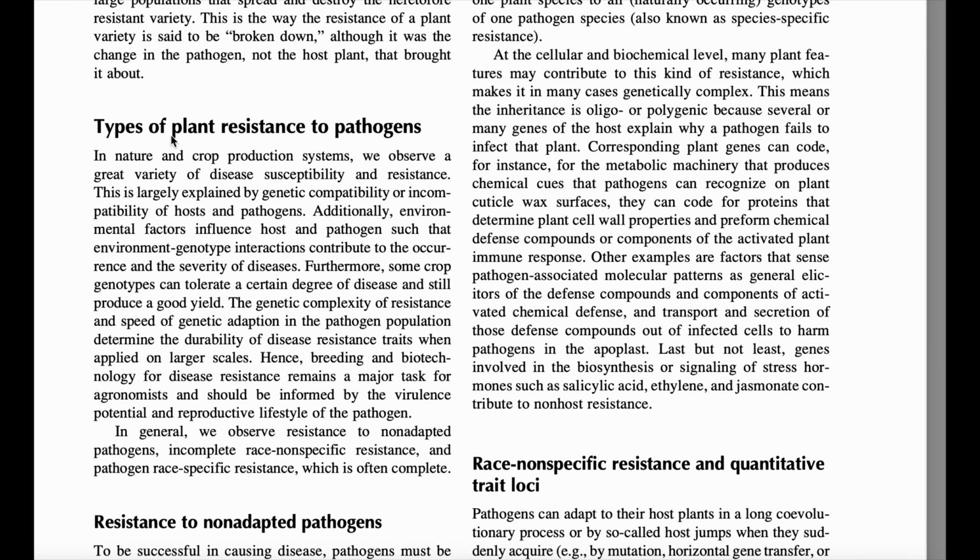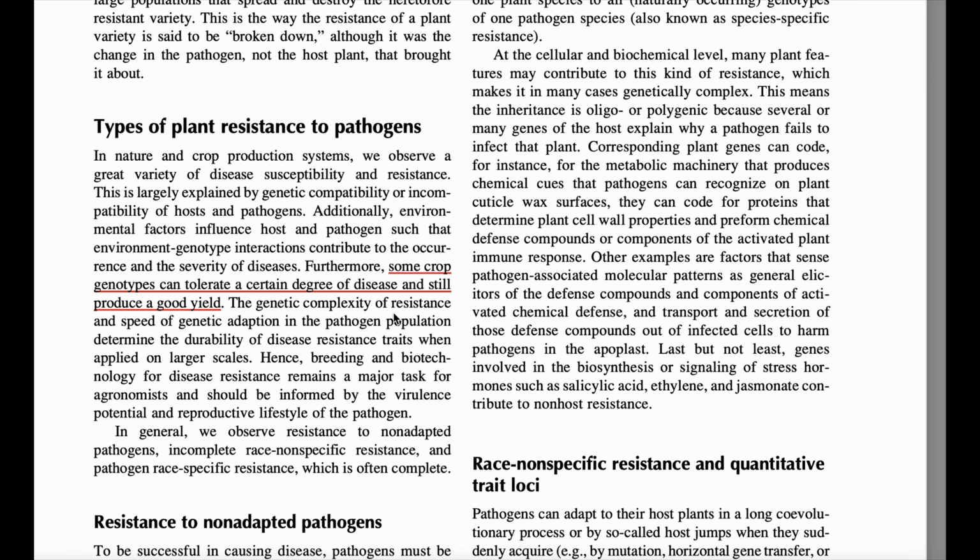Okay, types of plant resistance to pathogens. In nature and crop production systems, we observe a great variety of disease susceptibility and resistance. This is largely explained by genetic compatibility or incompatibility of host and pathogens. Additionally, environmental factors influence host and pathogen such that environment-genotype interactions contribute to the occurrence and the severity of diseases. Furthermore, some crop genotypes can tolerate a certain degree of disease and still produce a good yield.